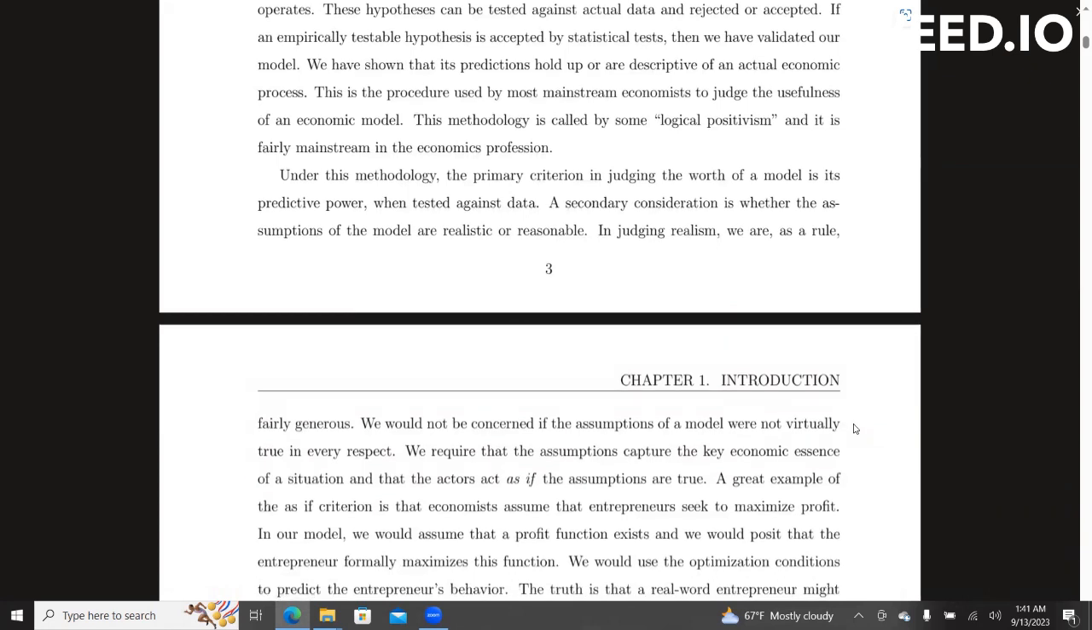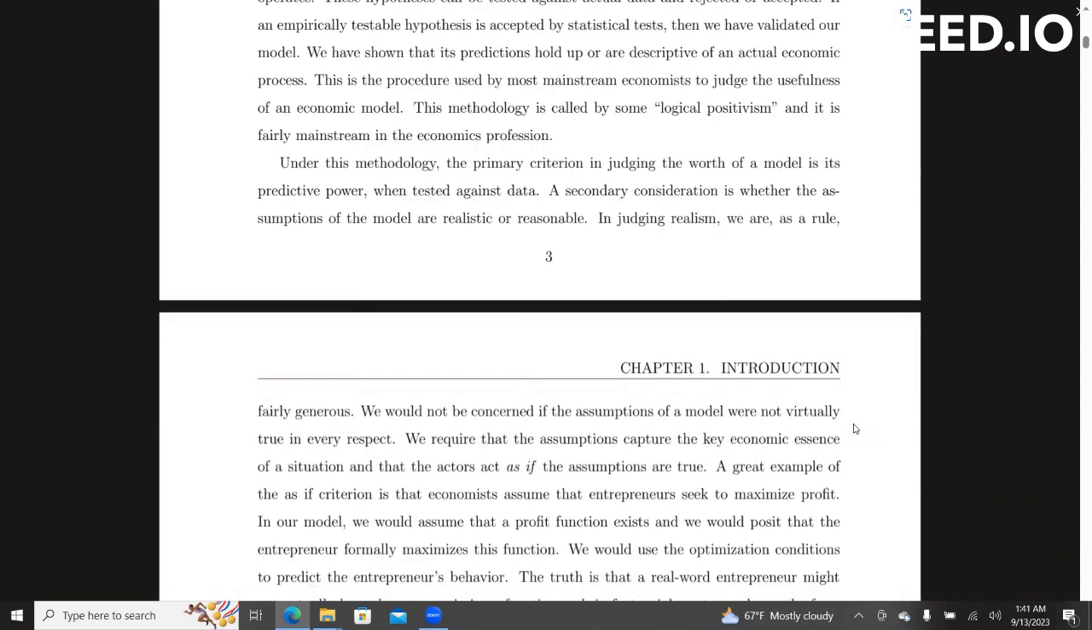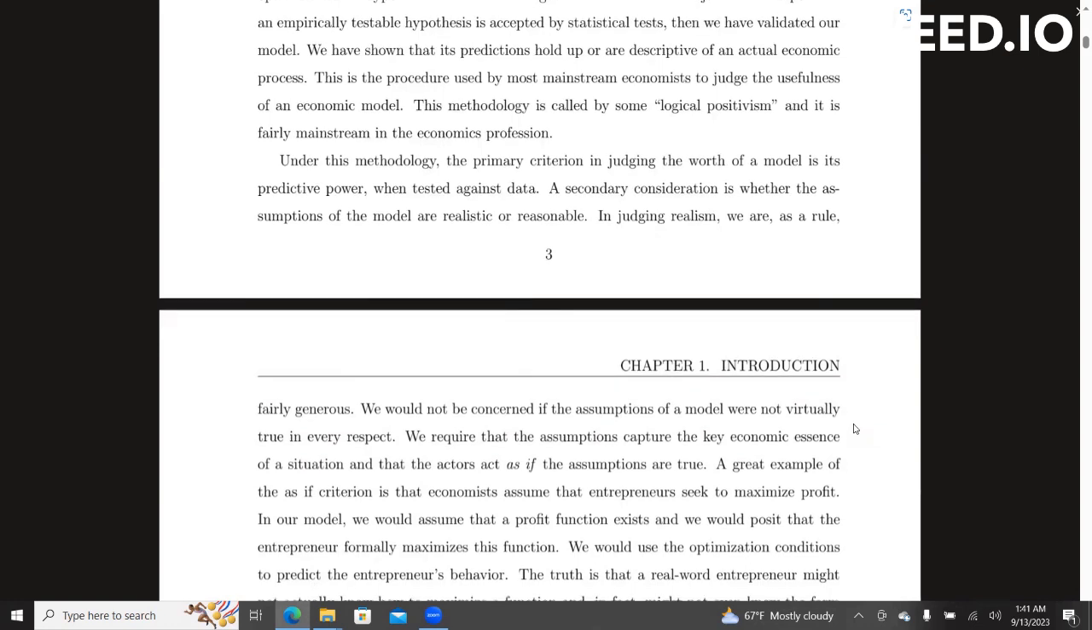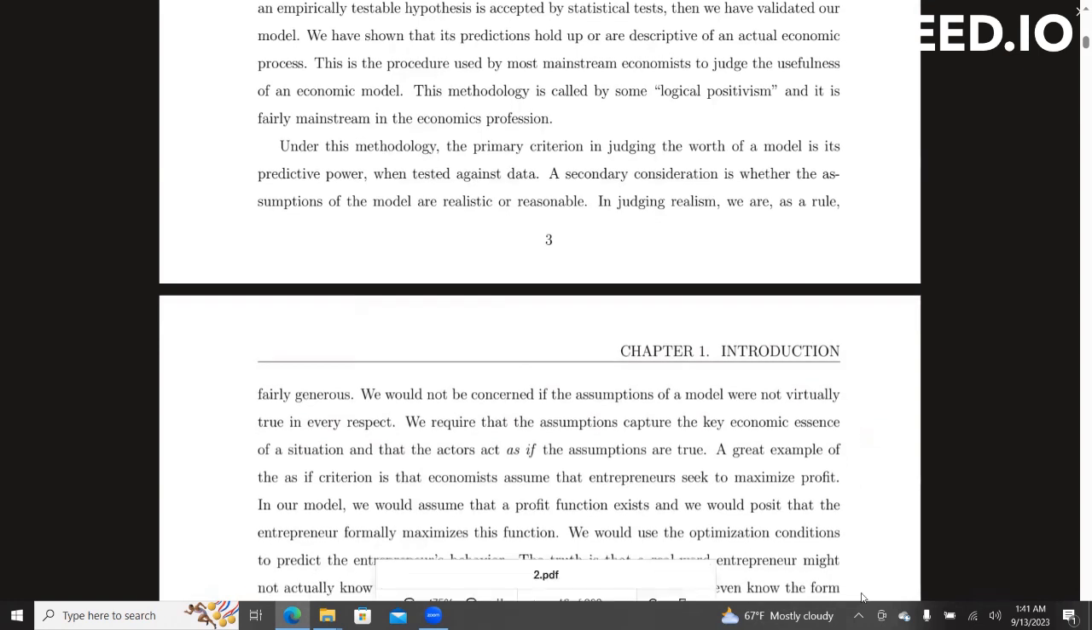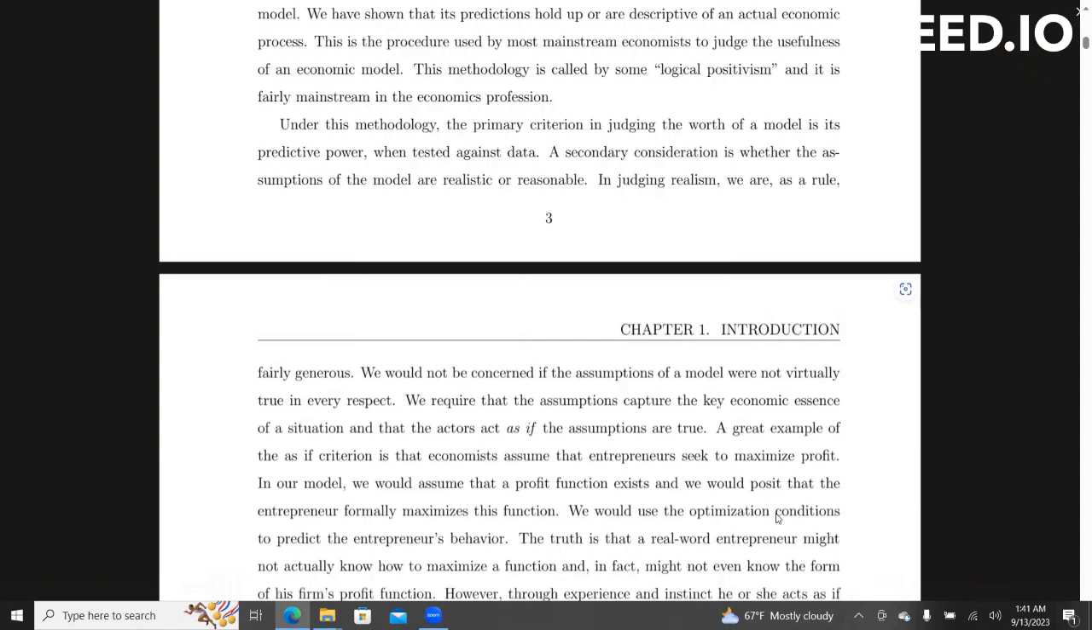This is the procedure used by most mainstream economists to judge the usefulness of an economic model. This methodology is called by some logical positivism, if we want to look that up, and it is fairly mainstream in the economic profession. I'm just going to take a moment to look ahead here.